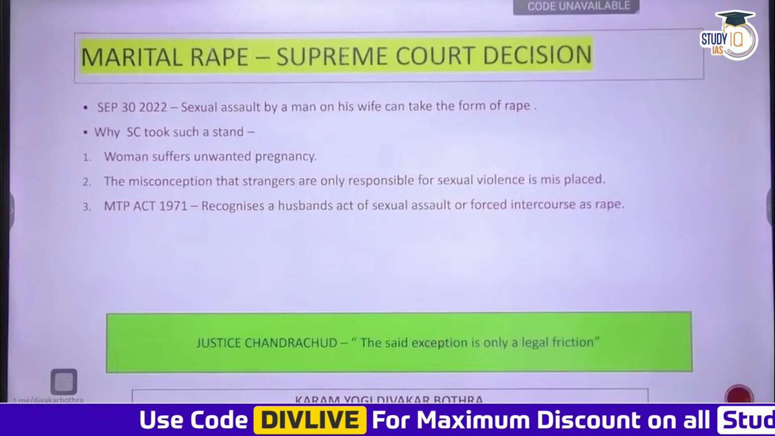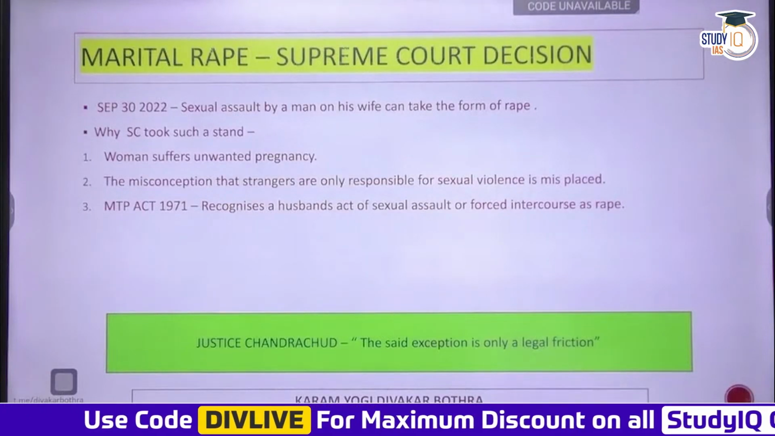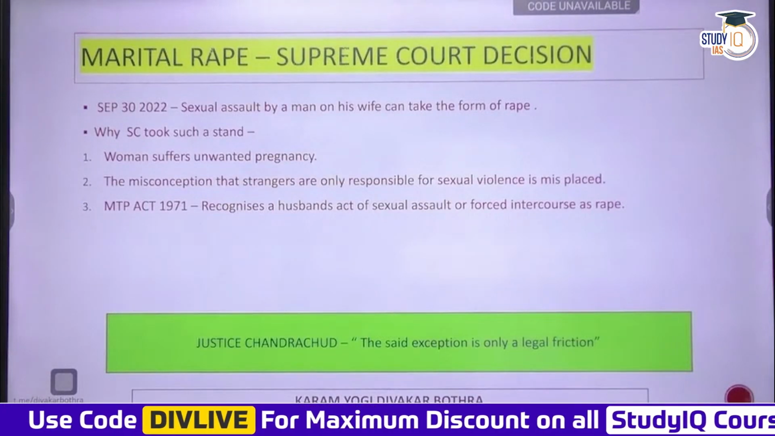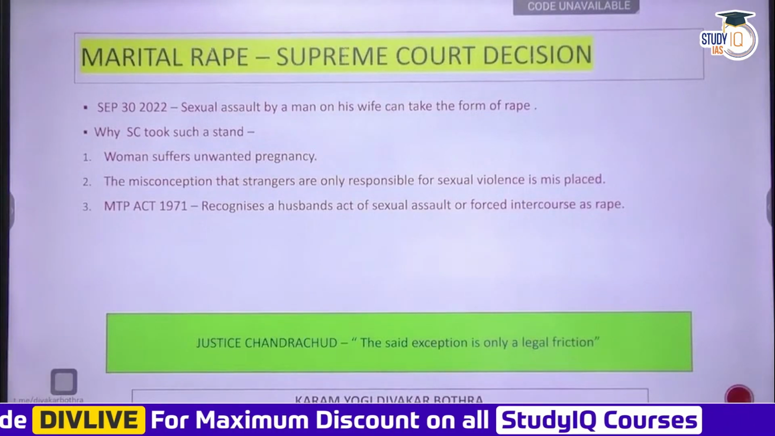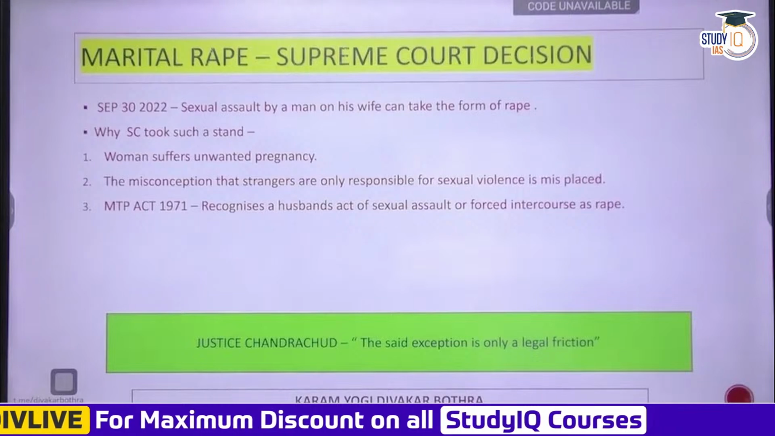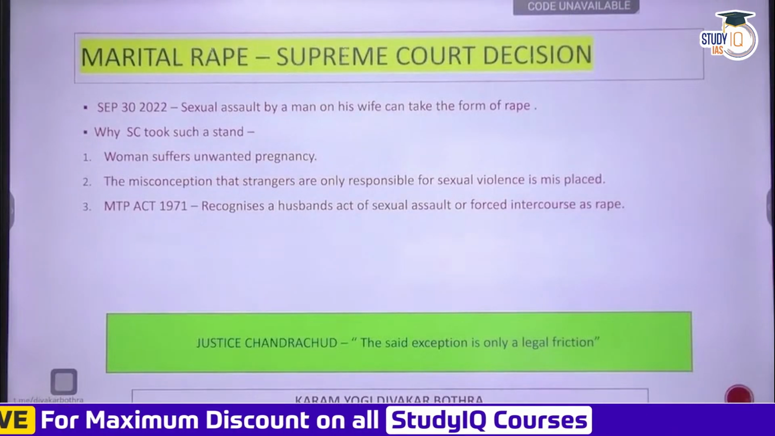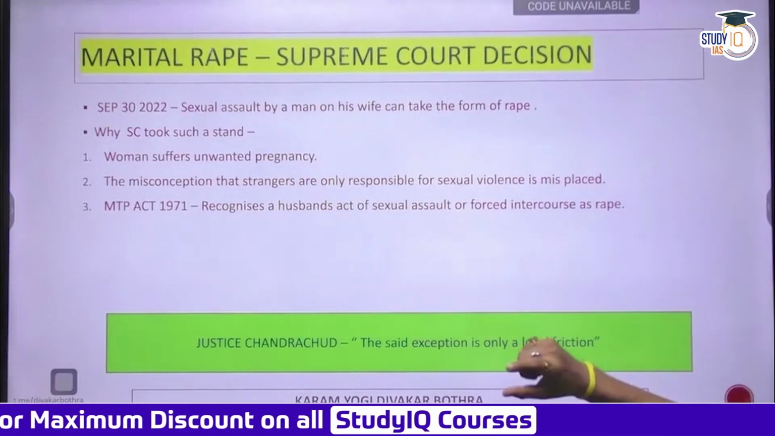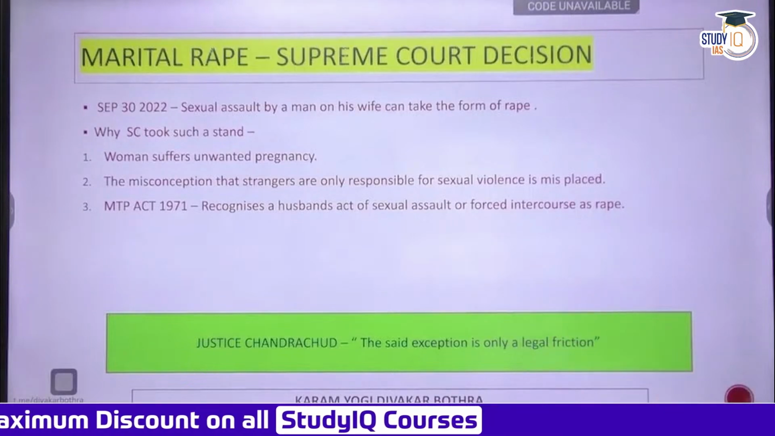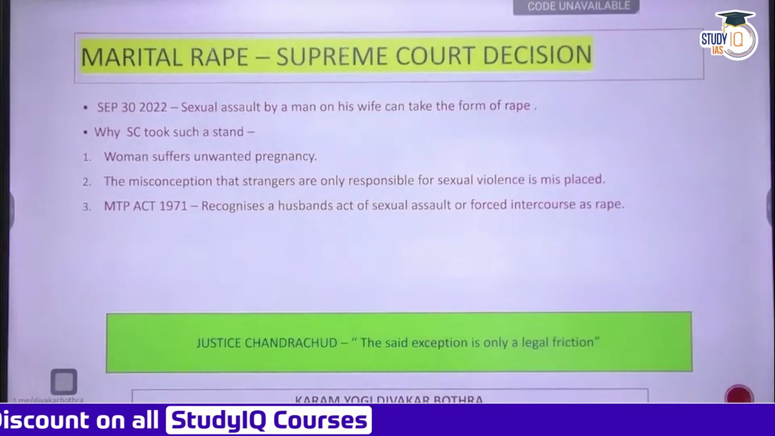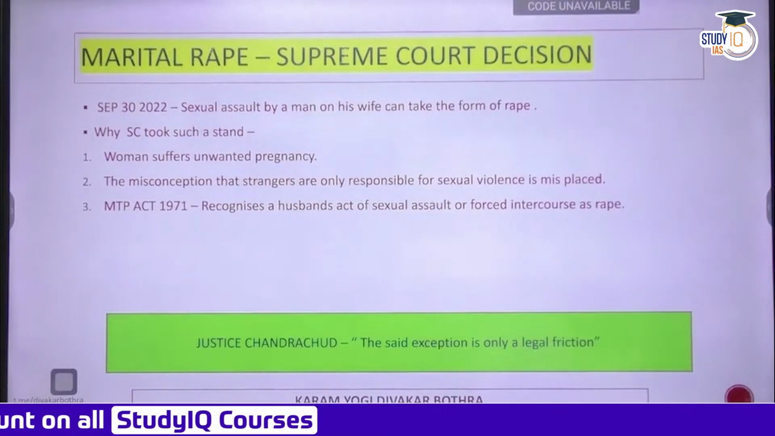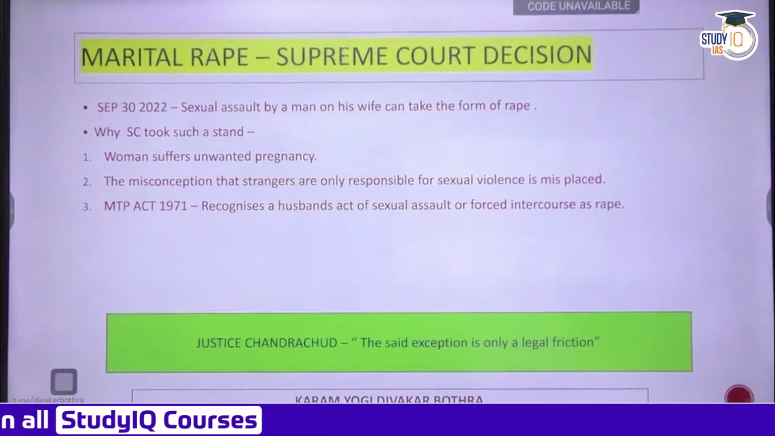Now let's look into certain developments which happened here. Supreme Court decision, September 30, 2022. I've given you this timeline so that you can trace exactly when it happened. Sexual assault by a man on his wife can take the form of rape. The Court says that. Why did the Supreme Court take such a stand? What were the reasons given?